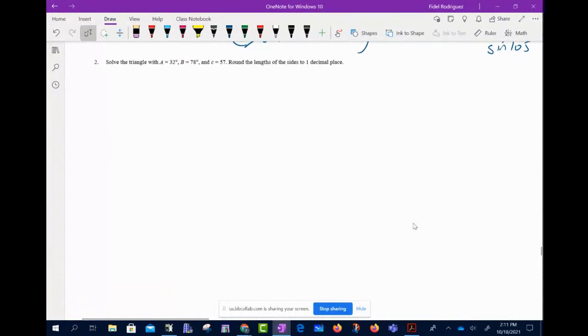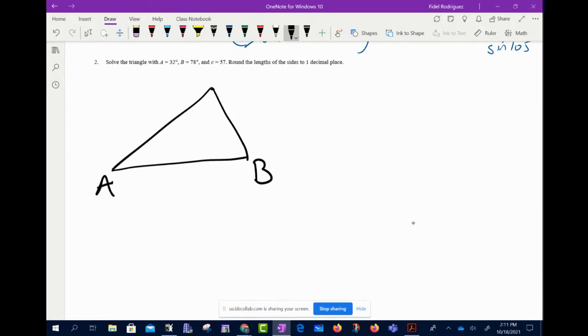All right, so here's problem number 2. It says, solve the triangle with angle A being 32, angle B being 78, and side C being 57. Okay, so the first thing I'm going to do, y'all, is draw a triangle. A is 32, B is 78. So I'm going to make it look something like this. Here's angle A, here's angle B, here's angle C.